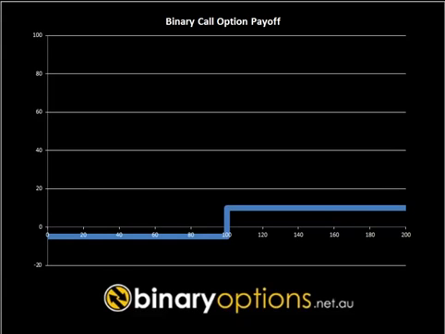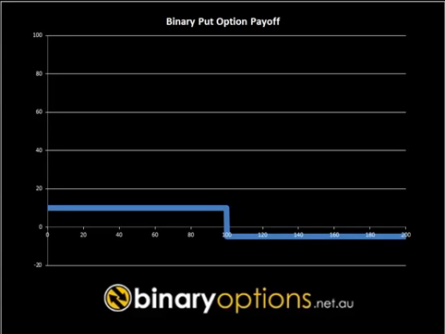As you can see from the chart, the outcome is all or nothing, and the buyer does not make more money if the underlying goes up more than the strike price. Binary puts work the same way, except that they express a bearish view. If the underlying security is below the strike price, the option pays out a fixed amount. If not, the buyer loses his premium.